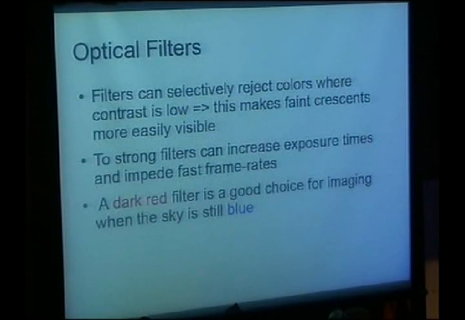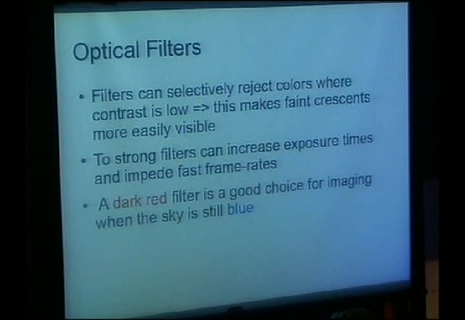Why do we use optical filters? Filters can be used in order to selectively reject colors in the light that arrives from the scene, and you would usually reject colors where the contrast is very low, because this makes it easier for you to see faint crescents. A typical example: if you're observing during daylight, then the sky is bright blue, and by removing that blue light, the crescent gets far easier to see because you remove the strong scattered blue light.